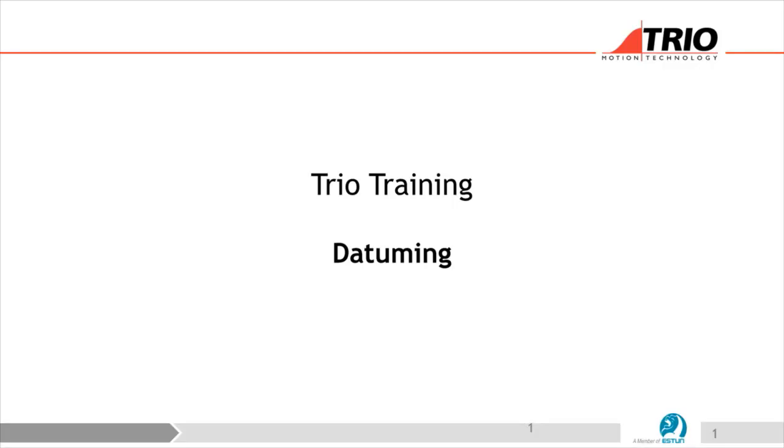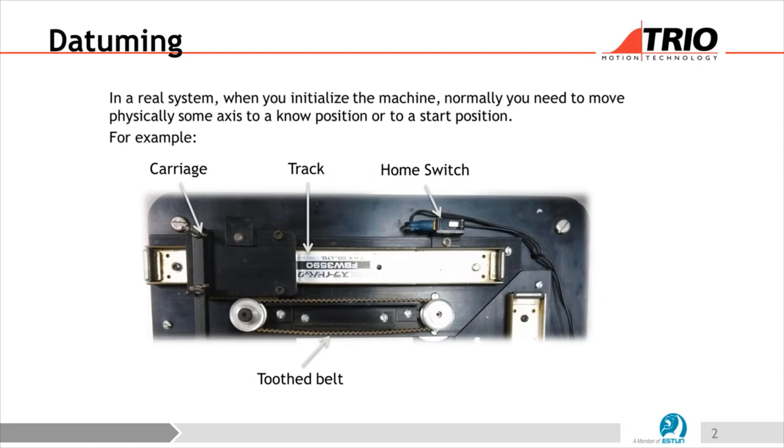So now in this chapter we'll be looking at the datuming command. If you have a real system, so in a servo system, you probably don't know where it's starting from, where the 0 position is. So the datum command actually makes it home, starting from 0, and then you can calculate the position. So when you initialize the machine, you need to know where the axis physically is.